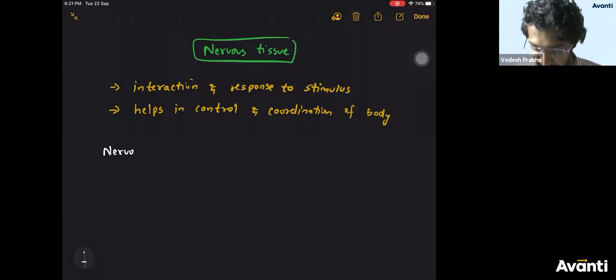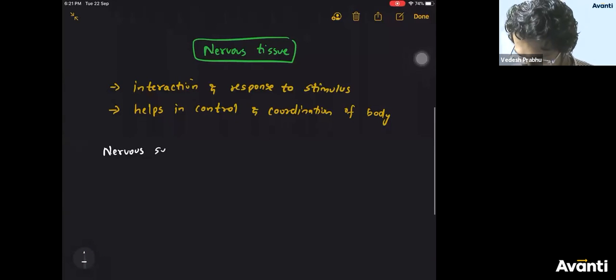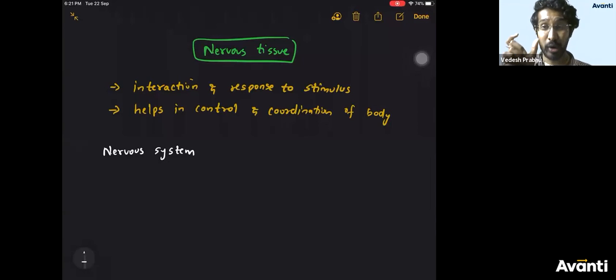When you come to 10th standard, as I told you, chapter number 8, control and coordination, you will learn everything in detail about the brain, spinal cord, and nerves. Along with this, you will also learn about the glands, the hormones and everything. It's a beautiful chapter. But anyways, for 9th standard, they just want you to know about neurons or the nerves.